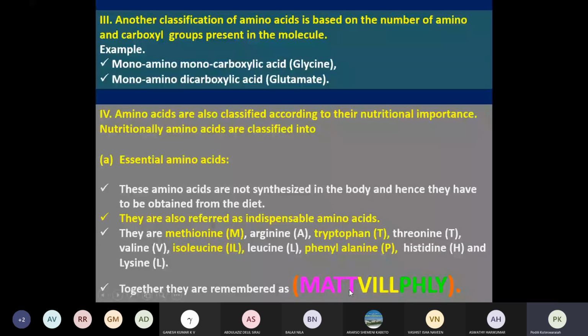Mat will fly. So M stands for methionine, A stands for arginine, T stands for tryptophan, the next T stands for threonine, V stands for valine, I stands for isoleucine, L stands for leucine, P stands for phenylalanine, H stands for histidine, and lysine. So methionine, arginine, tryptophan, threonine, valine, isoleucine, leucine, phenylalanine, histidine, and lysine, all these are essential amino acids.